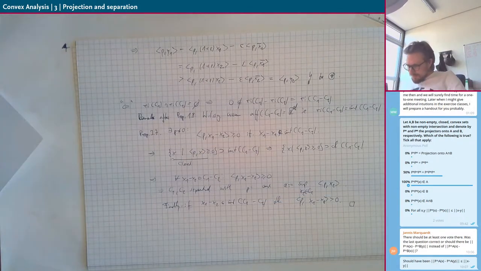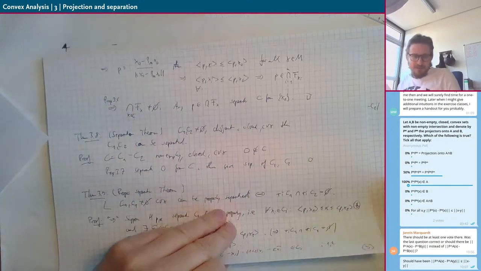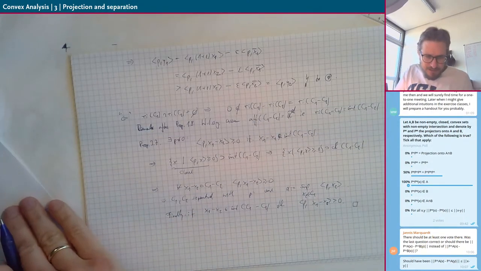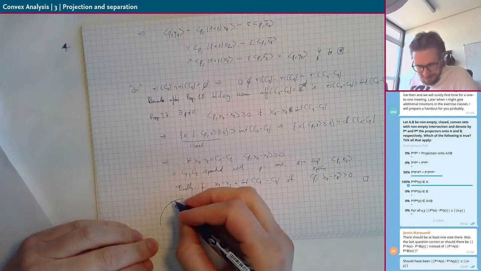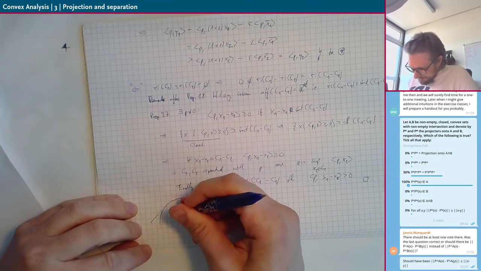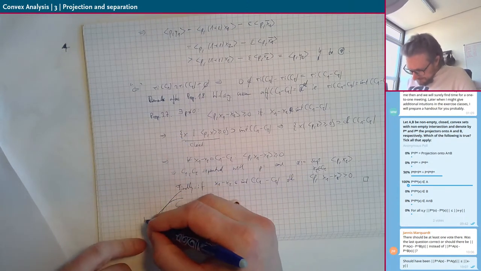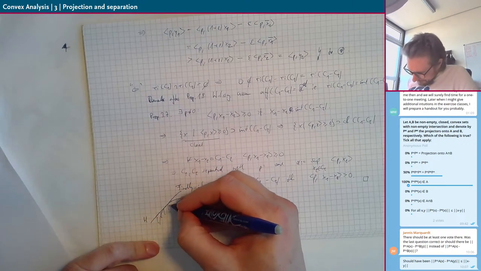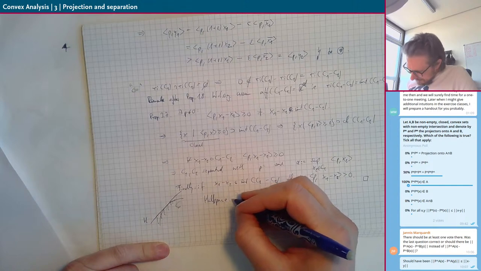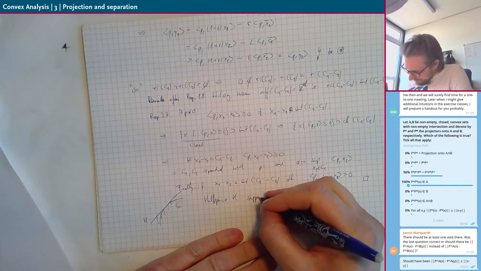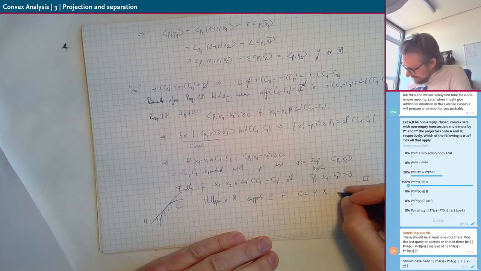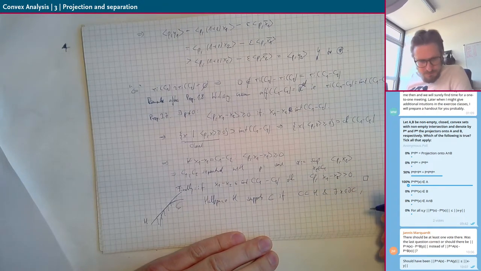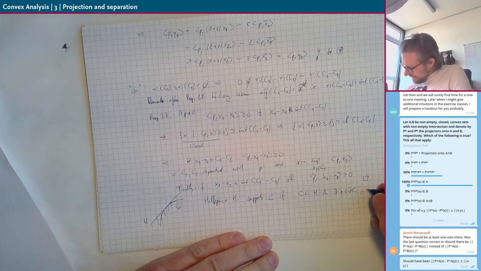And then there's one last notion I want to introduce, and that's the notion of supporting half space or supporting hyperplane. So if you have C and a half space H, we say a half space H supports C if C is contained in the half space and there exists a point x in the boundary of C which is contained in the boundary of the half space.